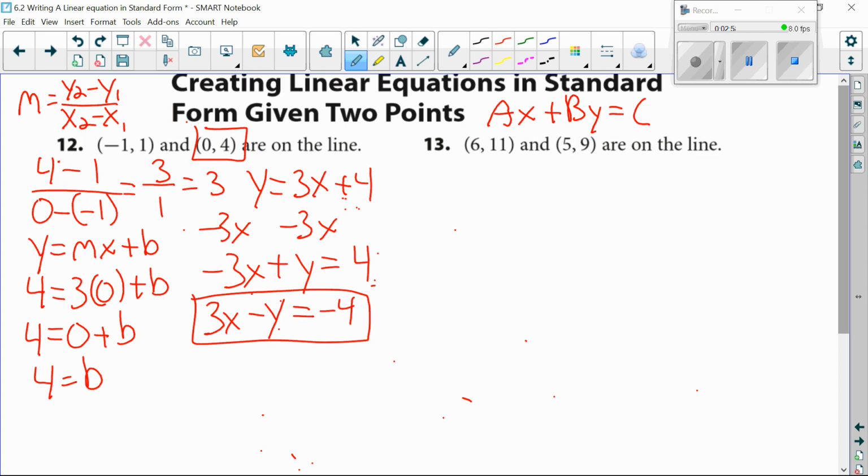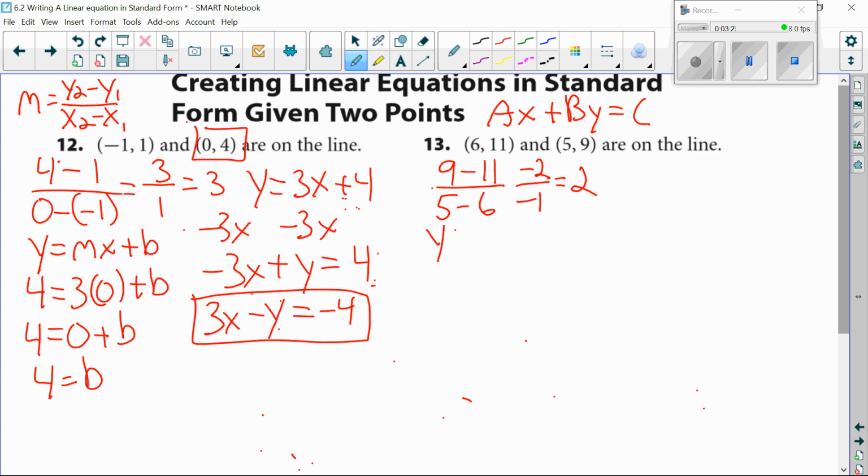All right, let's take a look at this one. So the first thing I'm going to do is find the slope. So I'm going to do 9 minus 11, my 2 y's, and then 5 minus 6. That's going to give me a -2 over a -1, which is equal to a +2. Now I have my slope. Now I have to find the y-intercept so I can write my equation.